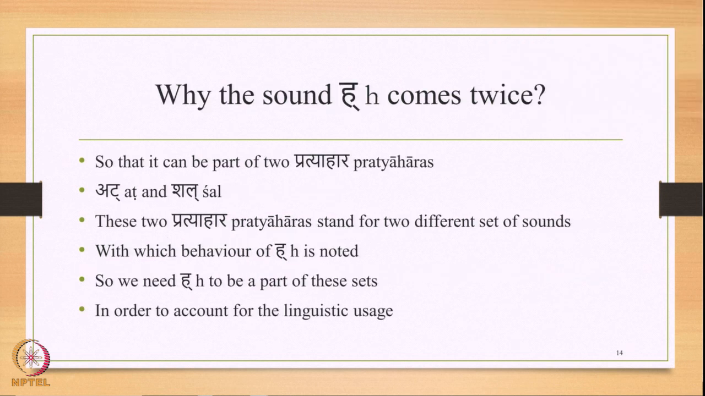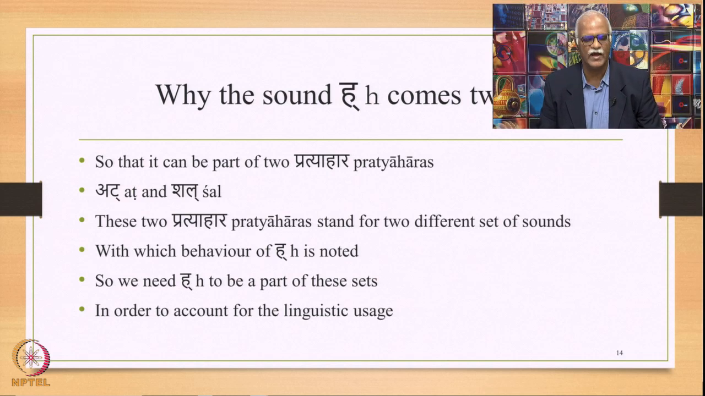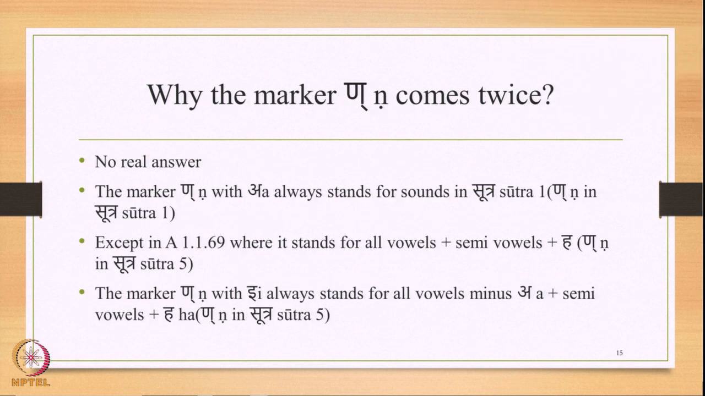First of all, let us look at the question why the sound h comes twice. The sound h comes twice in these 14 sutras mainly because it has to be a part of two pratyaharas, namely at and shall. These two pratyaharas stand for two different sets of sounds with which, in the object language, the usage and behavior of h is noted. So, in order to describe this linguistic usage, we need h to be a part of these sets. And therefore, h comes in the 5th and the 14th sutras. Let us look at the next question.